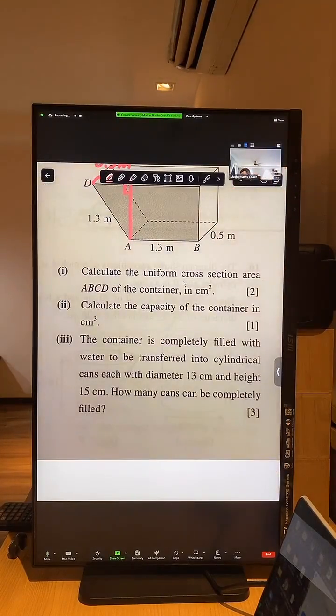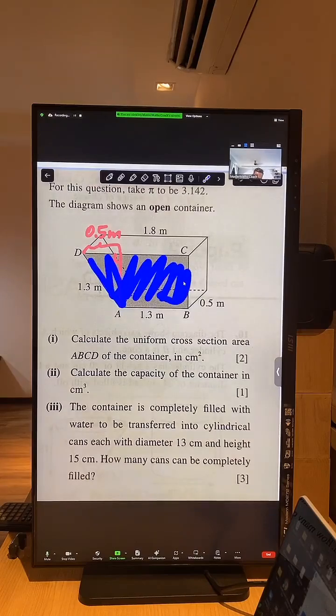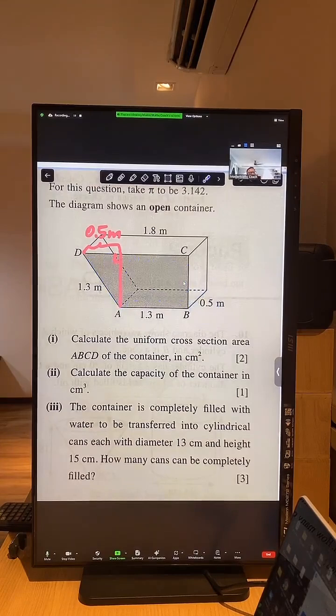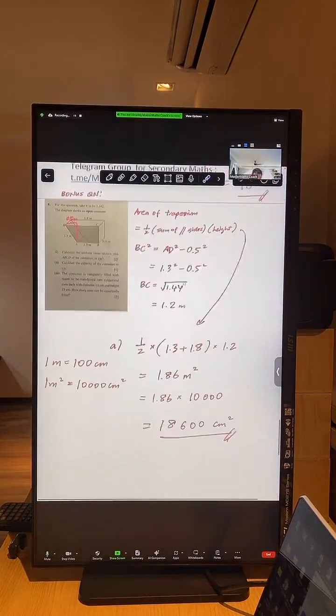Okay. So calculate the capacity of the container in cm cube. So now you've gotten the base area, the cross-sectional area. How do you find the capacity of the container or the volume of the container? You take 18,600 and multiply. You take the base area you have found and multiply it with the length here. The length here is 0.5. Because they want the answer in cm cube, we are going to change 0.5 meters to 50 cm. I hope you all are with me.